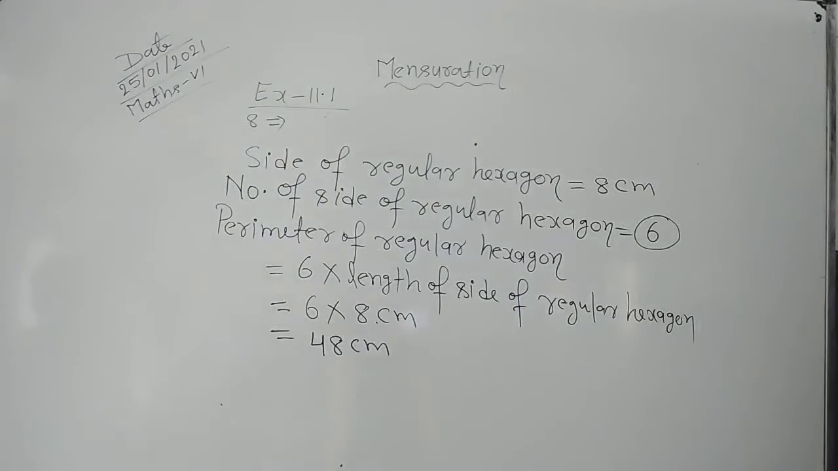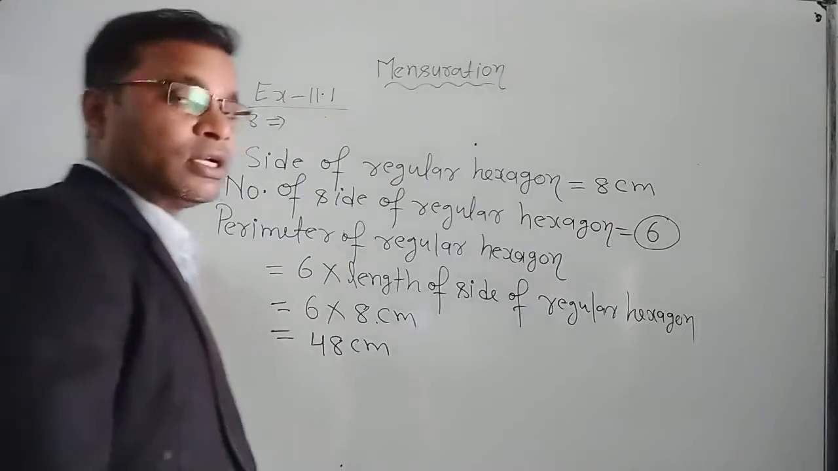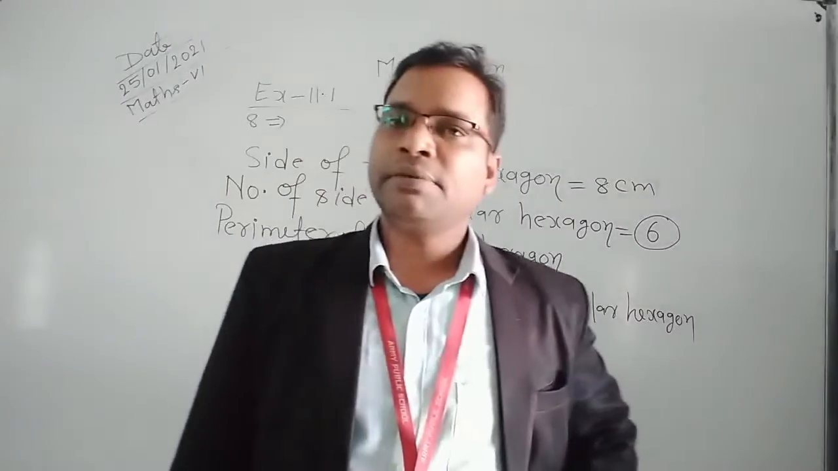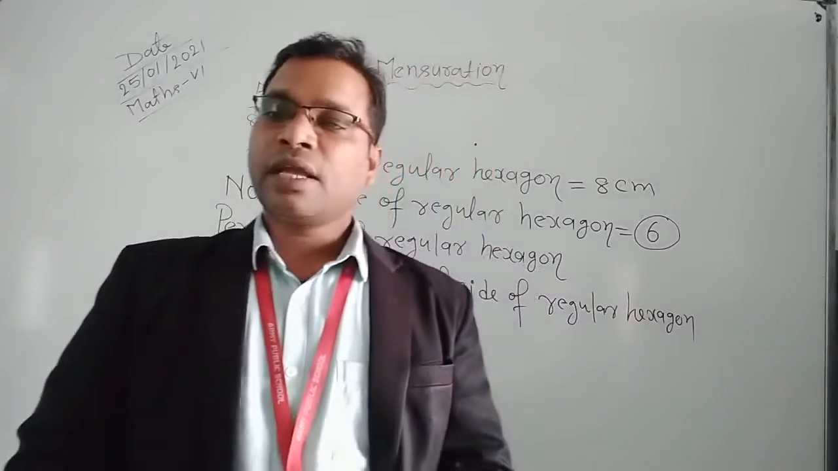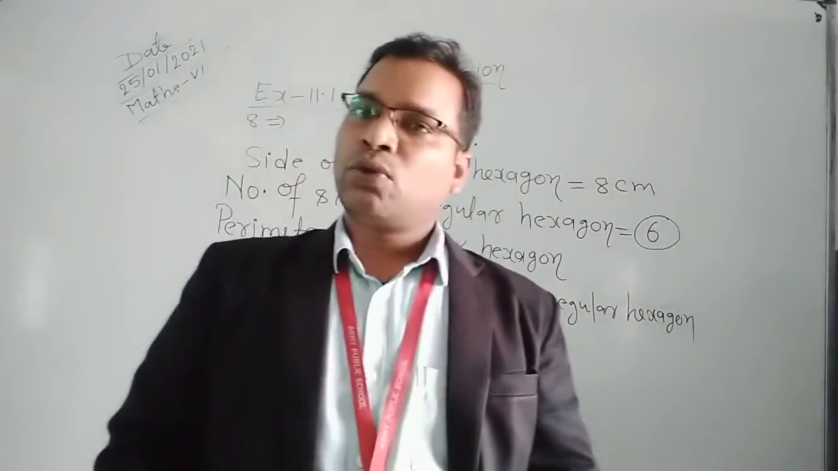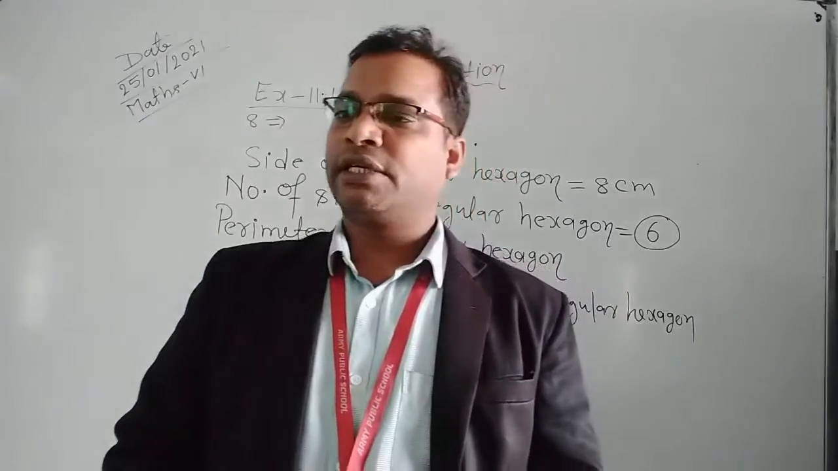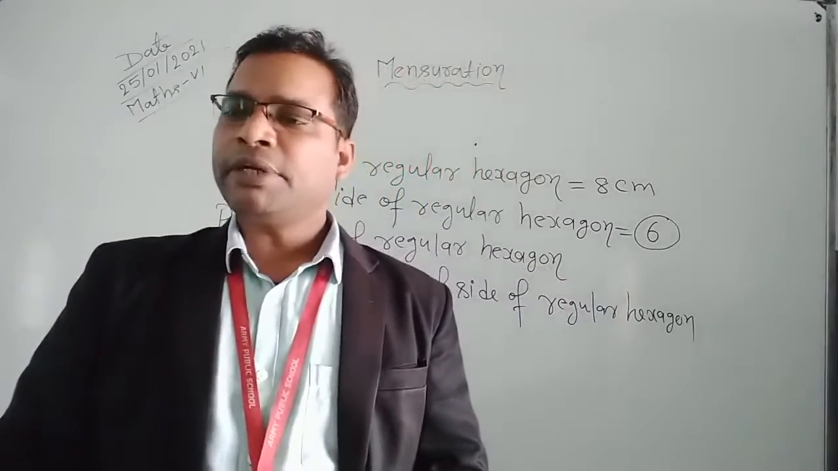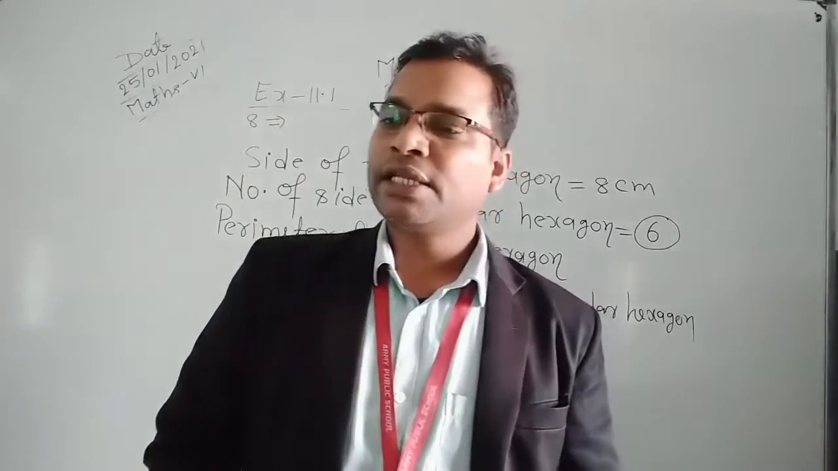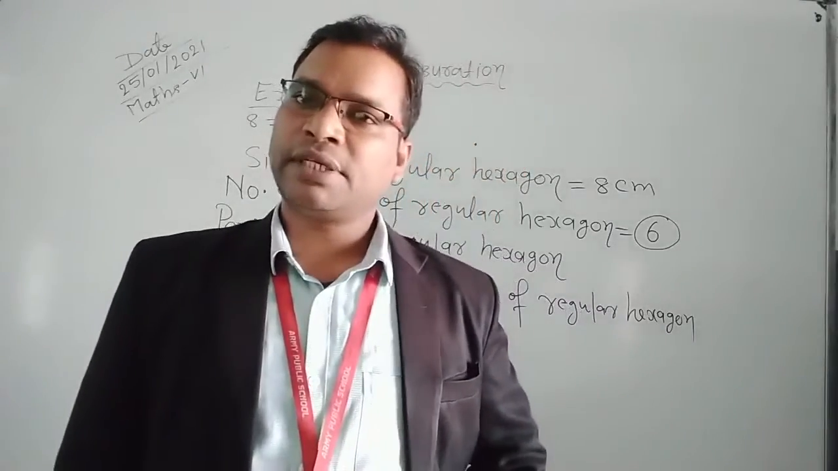Now we are going to discuss the next question. Question number 9. Question number 9: the lengths of two sides of a triangle are 12 centimeter and 14 centimeter. The perimeter of the triangle is 36 centimeters. What is the length of the third side of the triangle?